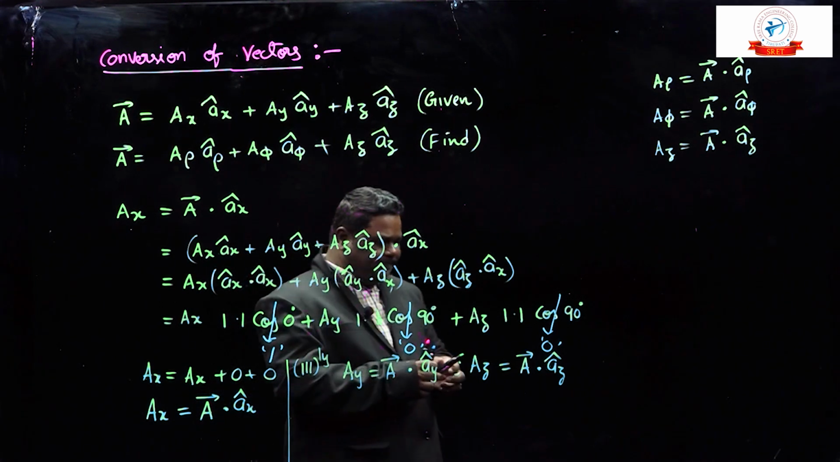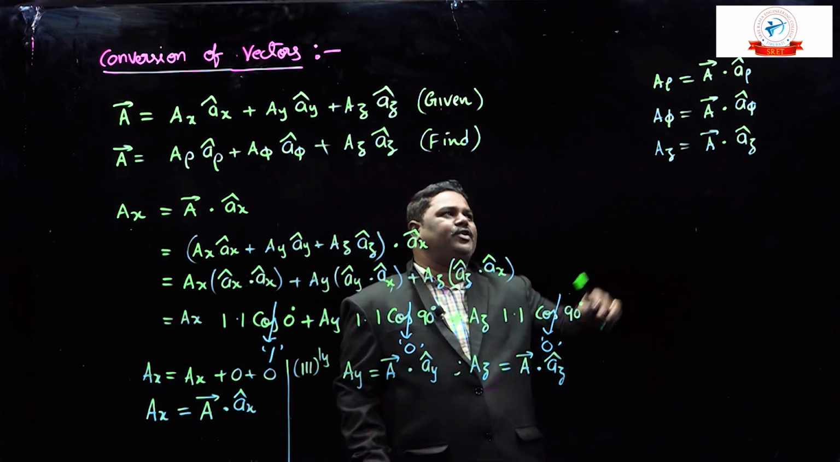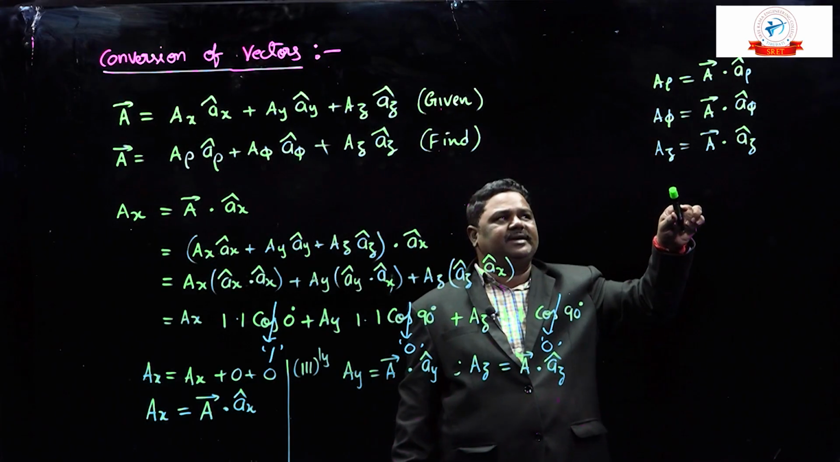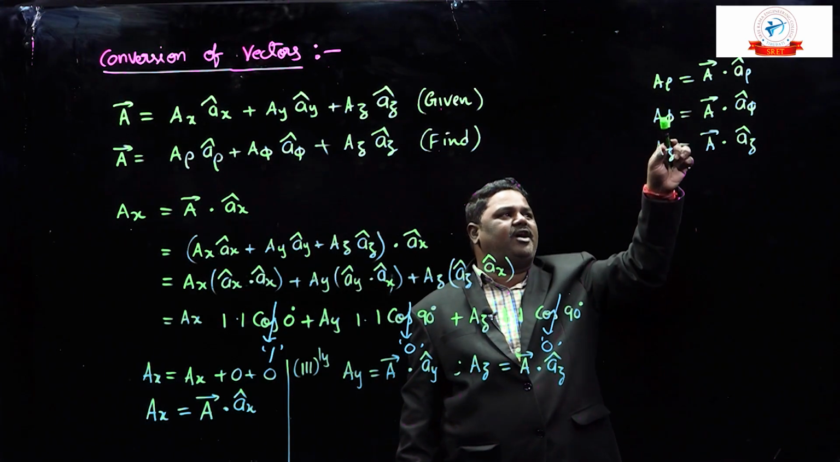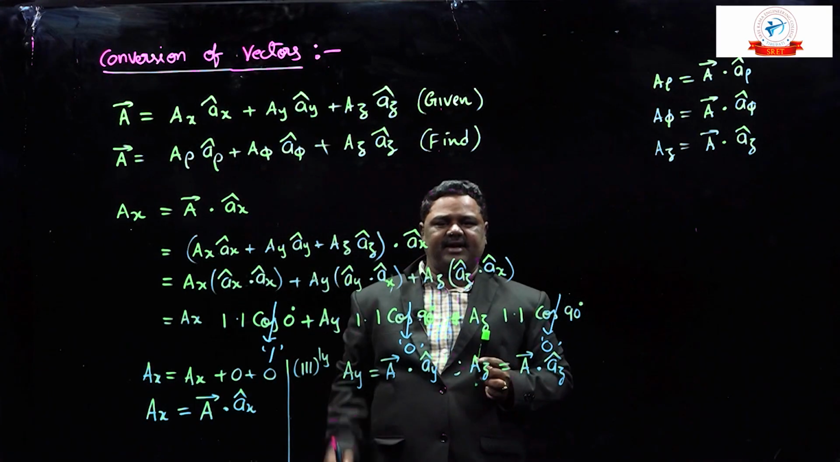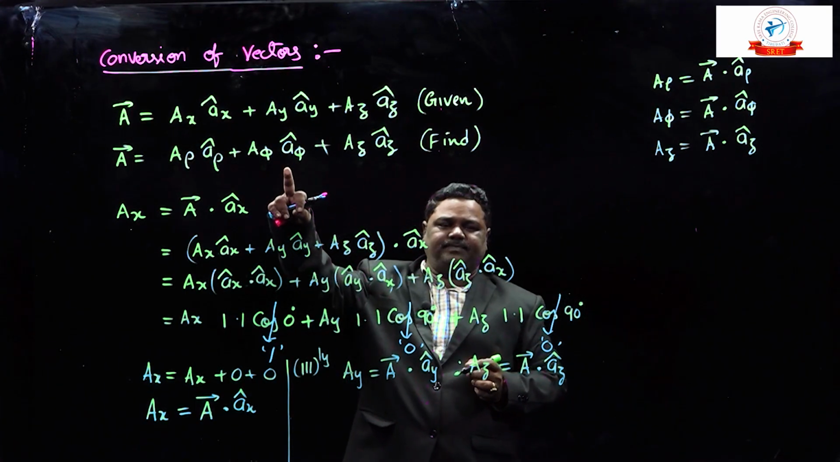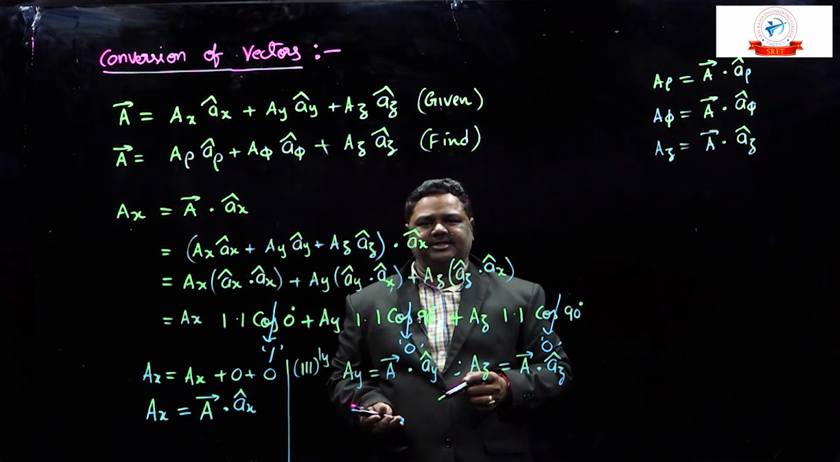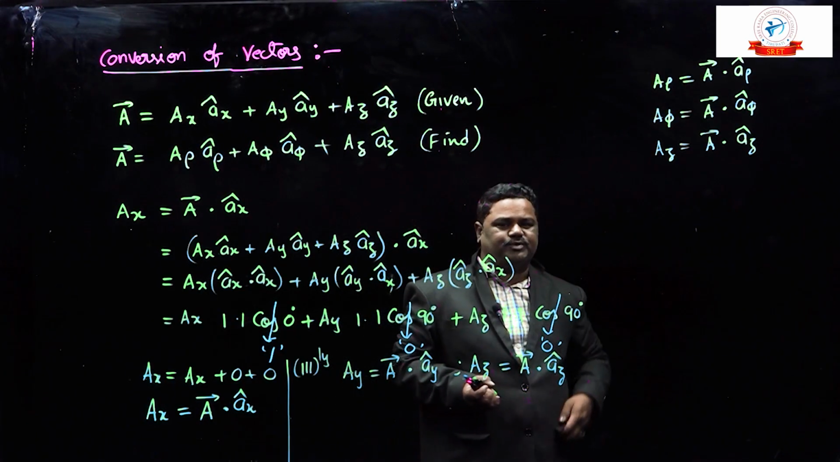For that, we are just going to use these three formulas, okay. So we find the rho component, phi component, z component. Then we substitute here. So we get the complete vector a bar in cylindrical coordinate system, if it was given in Cartesian coordinate system, okay. So let us do this one.